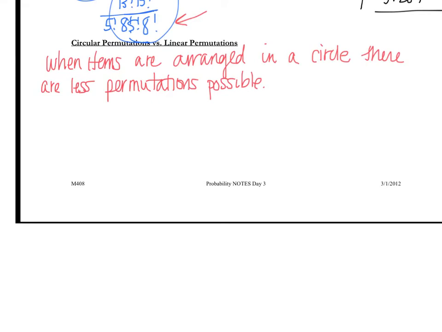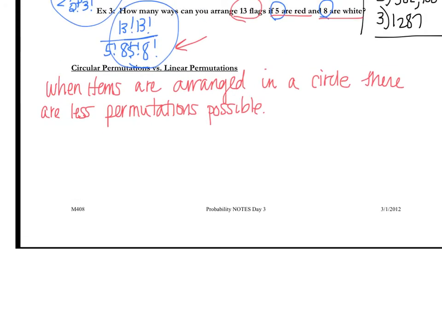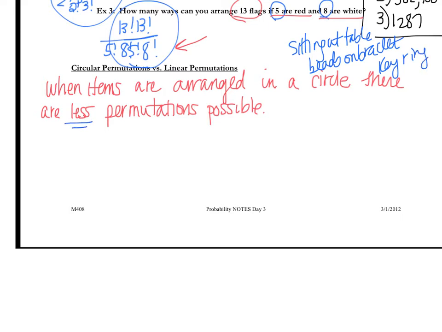Examples of a circular permutation would be people sitting at a table, beads on a bracelet, or keys on a key ring. These are all items that are on a circle, and the reason why we end up having fewer permutations is because there is no set starting point, and all of the permutations that have the beads or the keys or the people at the table in the same arrangement are considered the same, even if you have a different fixed reference point. Now that sounds kind of confusing. Let me show you what I mean by that.